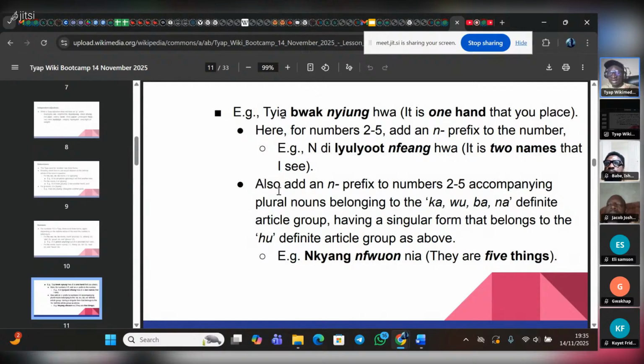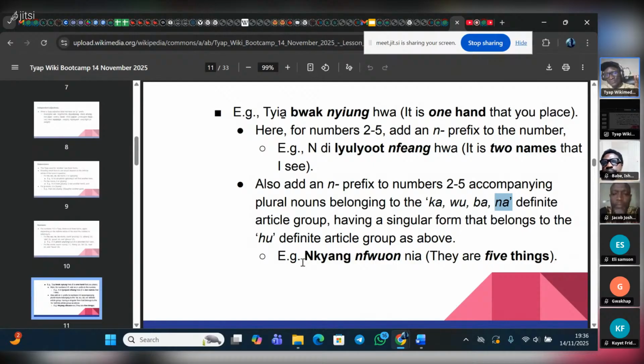The second point says, also add an n prefix to numbers 2, 3, 4, 5, accompanying plural nouns belonging to the ka, wu, ba, na definite article group, having a singular form that belongs to the who definite article group as above. Now, what this is saying is that whenever you have a word that falls under the ka, wu, ba, or na definite article that is a plural, but its own singular form belongs to the who definite article group, we usually add an n prefix to fair, tag, nine, phone.